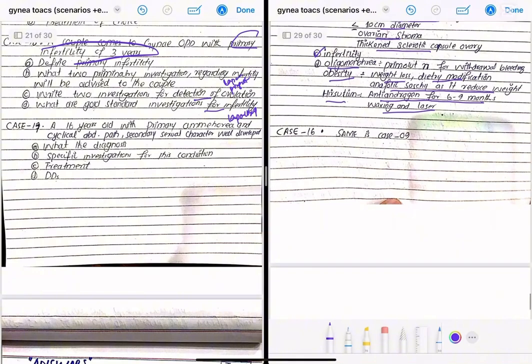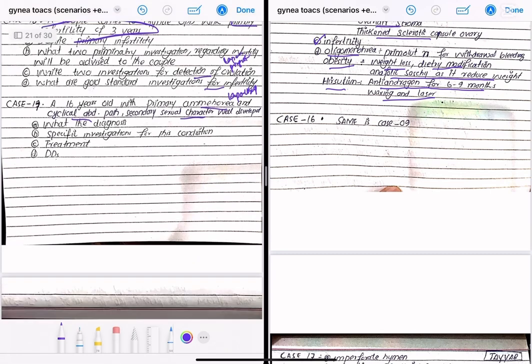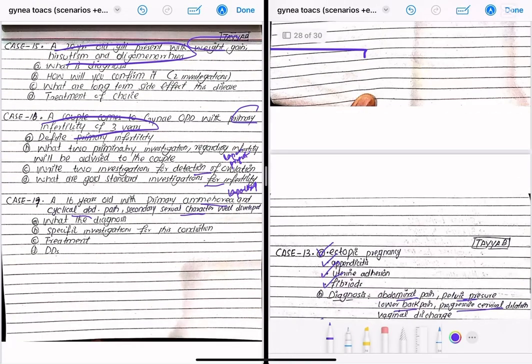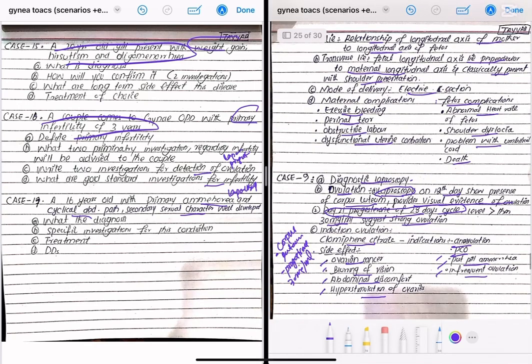Now case number 16: a 16-year-old with primary amenorrhea and cyclical abdominal pain, secondary sexual characters are developed. What is the diagnosis and the specific investigation of this condition? Okay, so this scenario is already discussed. It is the same as case number 9. This is case number 9. Okay, these are the questions. So these were all the important scenarios in the field of gynecology.